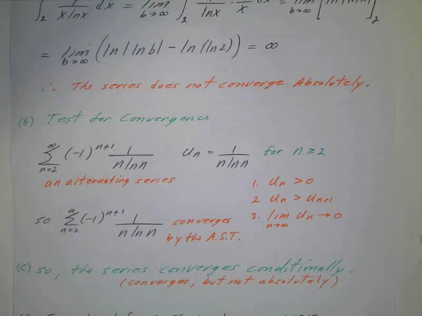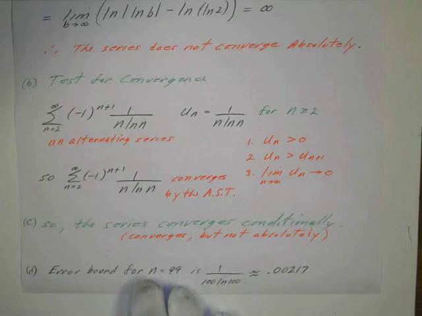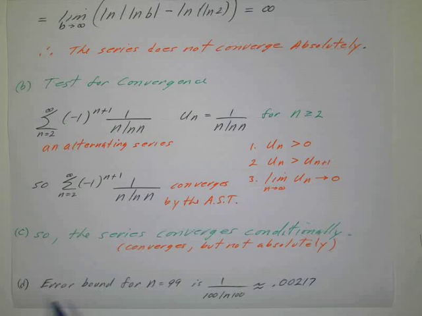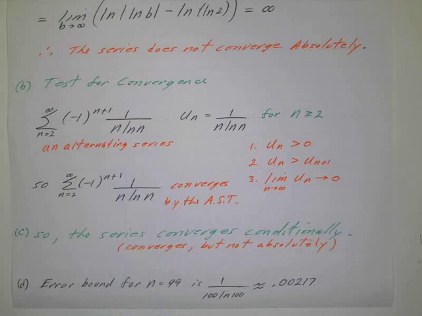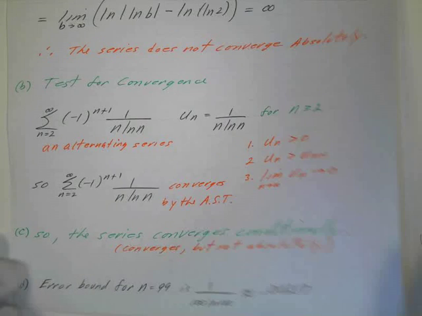And then you want to try the error bound. Well, I'm just going to, for the 99th term, put 100 in. So I get the error bound for n equal 99 is 1 over 100 times the natural log of 100. And I get 0.00217. Okay, and let's take a look at number 26.